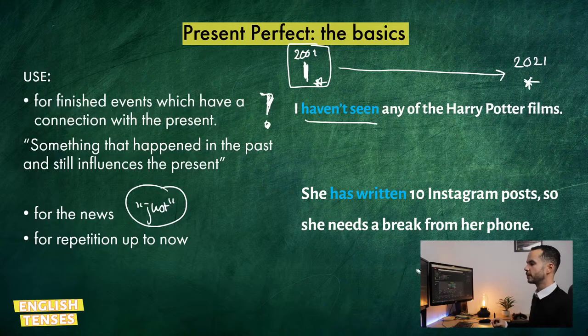Here's another one relating to the repetition up till now. She has written 10 Instagram posts, so she needs a break from her phone. Has written 10 Instagram posts. It's something that she's been doing for quite some time. And we can also use this sentence in present perfect continuous. But we'll look at present perfect continuous later, so I won't give the sentence now, but maybe I'll do it later. If you already know what the present perfect continuous sentence is of she has written 10 Instagram posts, drop it in the chat and I will mention it when we get there.